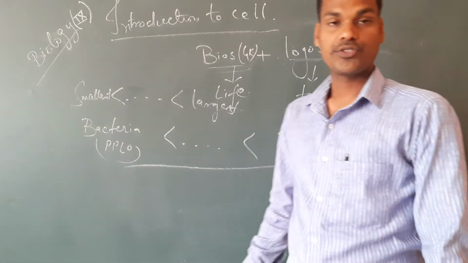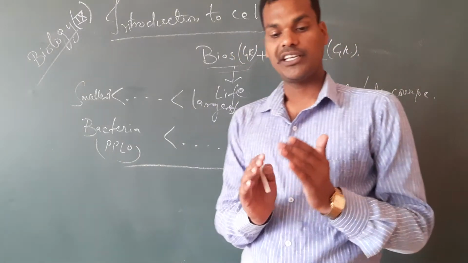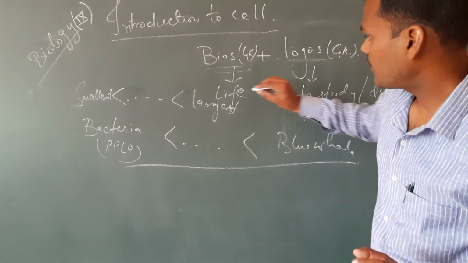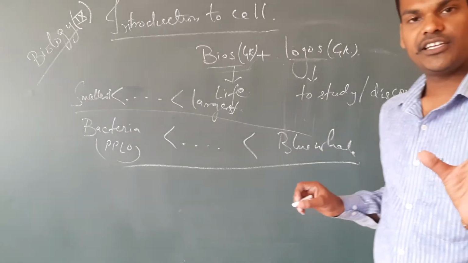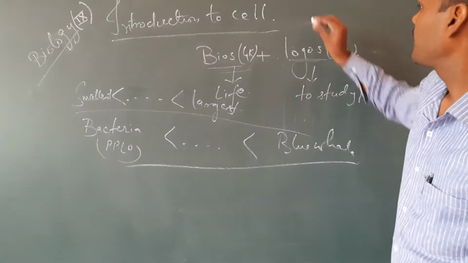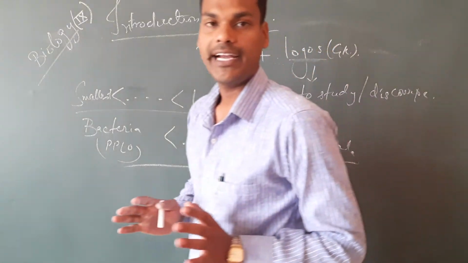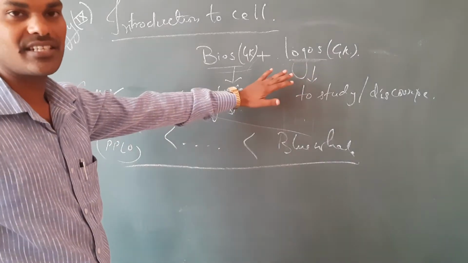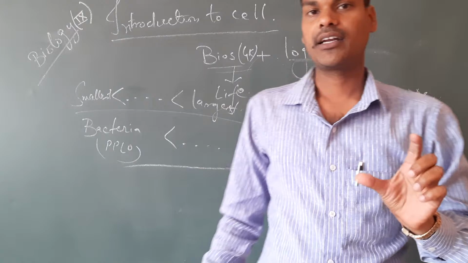Here now we have to study the history of the invention of the cell. As you have already seen in your junior classes, Robert Hooke was the first person to give an idea about the cell. Robert Hooke in 1665 observed a thin slice of cork under a microscope.